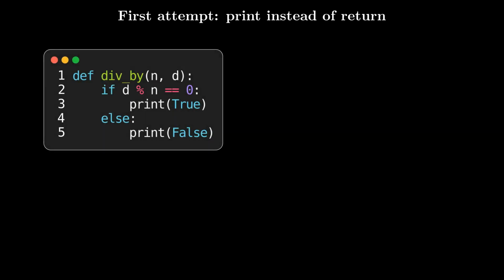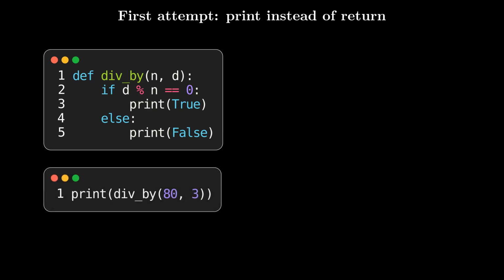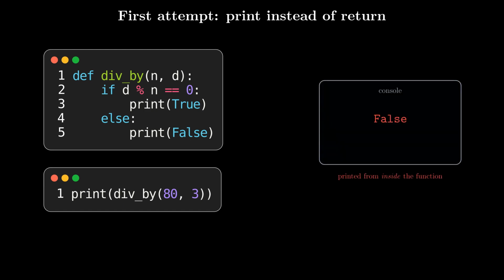A natural first attempt looks like this. Inside the function, if d mod n is equal to 0, print True, otherwise print False. Now we test it. We write print and inside it, diff_by of 80 and 3. We expect False and we do get False. But look closely, because right underneath, Python also prints the word None. That stray None is a clue that something is off. We printed the answer from inside the function, but the function itself handed nothing back to the outer print. So the outer print had nothing to show but None.